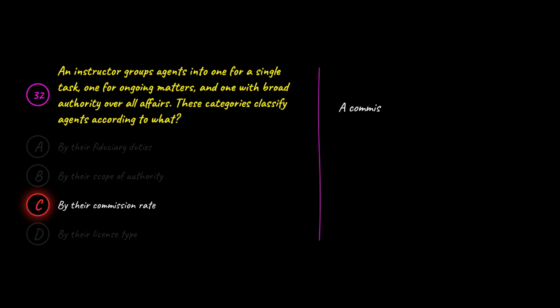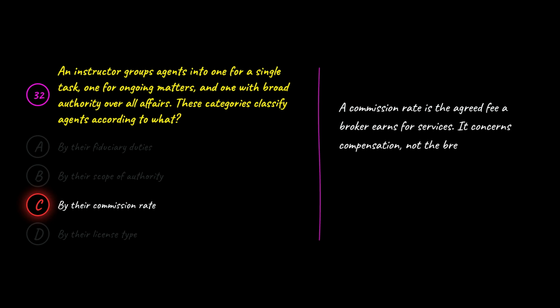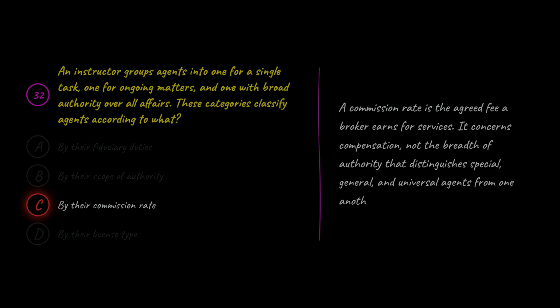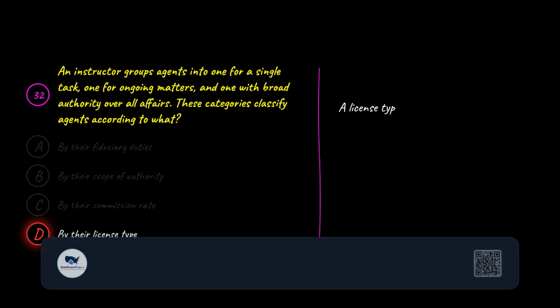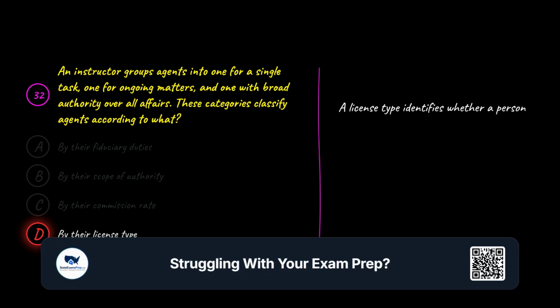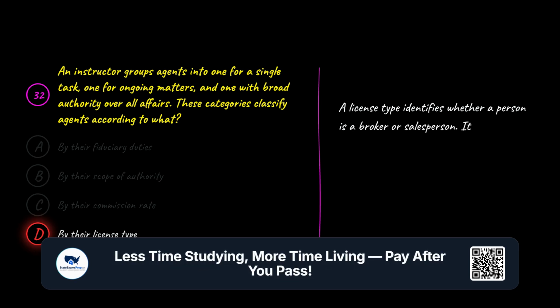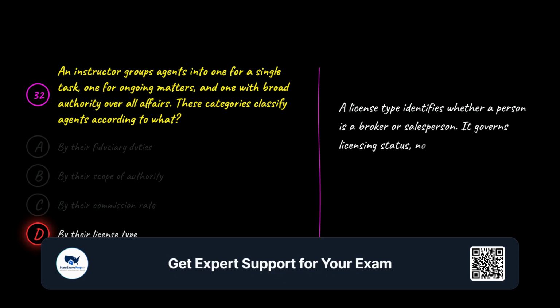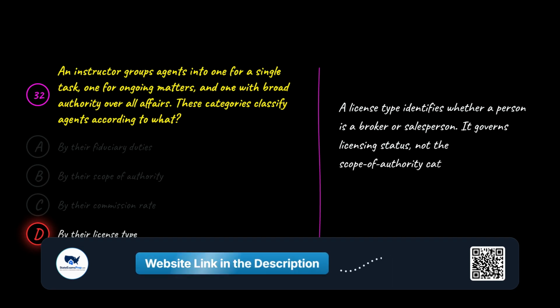C is wrong because a commission rate is the agreed fee a broker earns for services. It concerns compensation, not the breadth of authority that distinguishes special, general, and universal agents from one another. D is wrong because a license type identifies whether a person is a broker or salesperson. It governs licensing status, not the scope of authority categories used to classify agents by how much they are empowered to do.